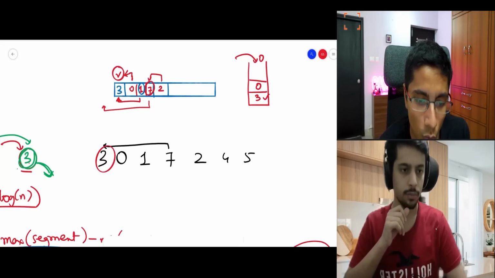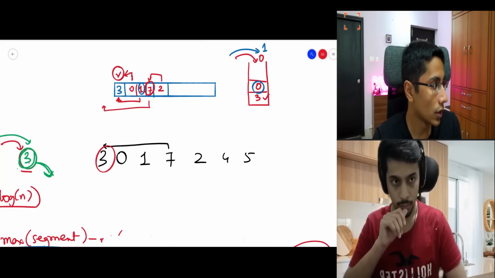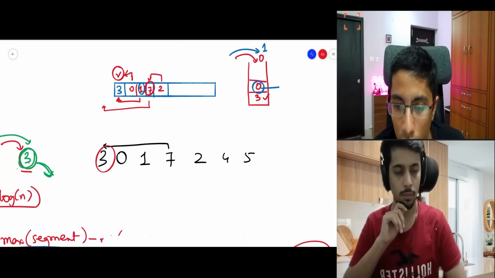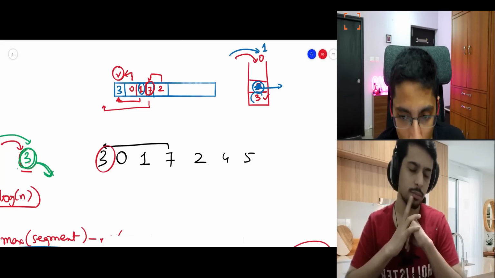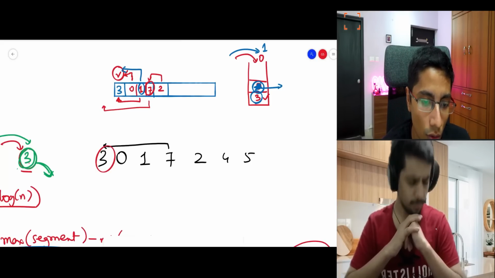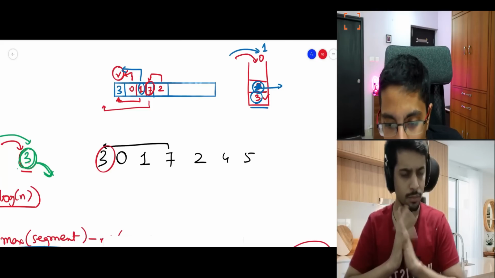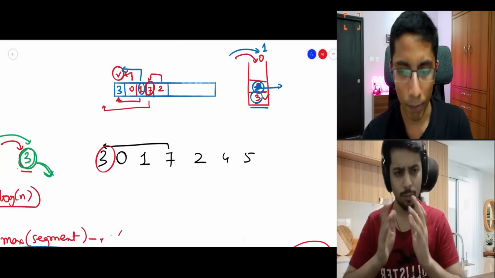Okay. Now next comes 1. 1 comes into the stack and sees 0 is actually less than 1. This is an interesting thing. We actually kick out 0. Okay, and we see 3. 3 is greater than 1. Okay, that's my largest element now. So that gives me the position that I need to go to on the left hand side. So I have one query here.